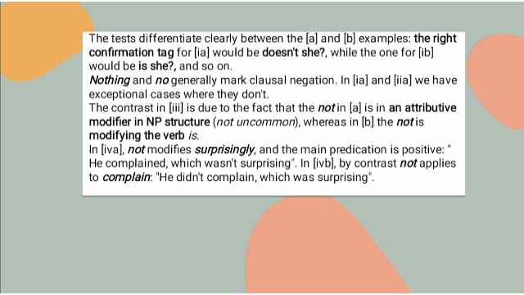The contrast in 3 is due to the fact that not in A is an attributive modifier in NP structure, not uncommon, whereas in B, the not is modifying the verb is. In 4A, not modifies surprisingly. In Bahasa, tidak heran, dia mengeluh. So not modifies surprisingly. And the main predication is positive. He complained, which wasn't surprising.